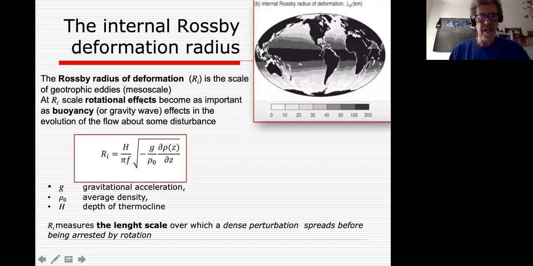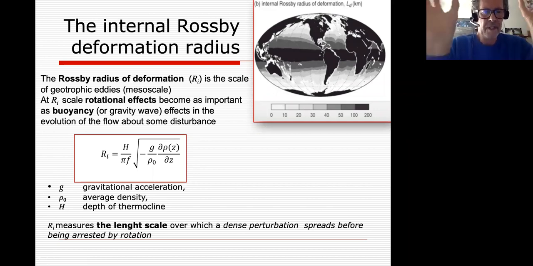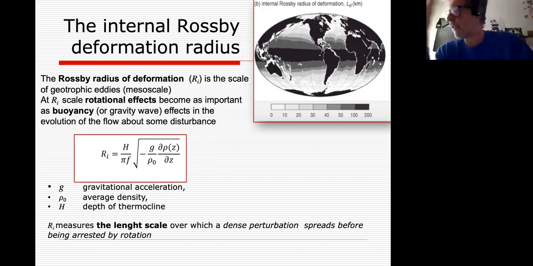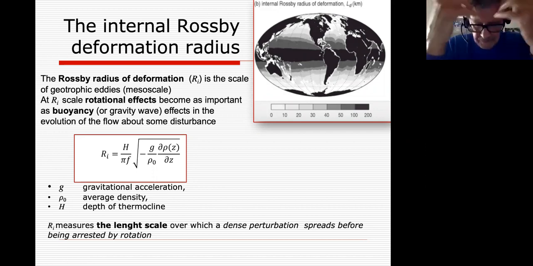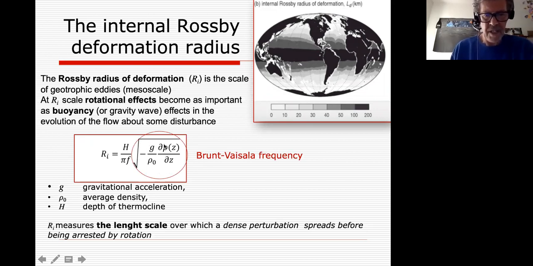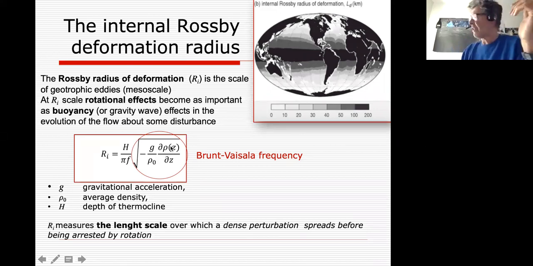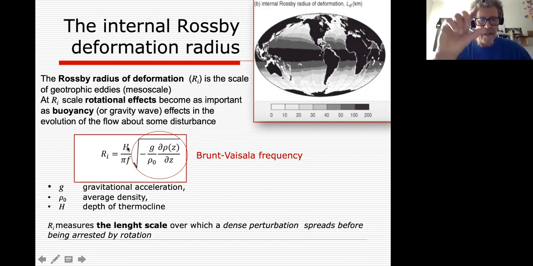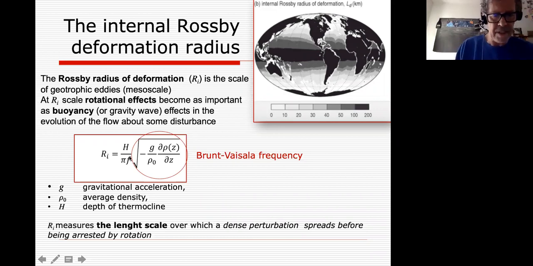At this scale, the rotation effects are as important as the buoyancy effect. We are talking about the balancing of the Coriolis force and the pressure gradient. To have an idea of that, we can define this radius, which is obtained from the Brunt-Väisälä frequency. You can recognize this term: the Brunt-Väisälä frequency is the ratio between the gravitational acceleration and a reference density multiplied by the vertical density gradient. The Brunt-Väisälä frequency is multiplied by H, which is the depth of the thermocline, divided by pi and the Coriolis term.